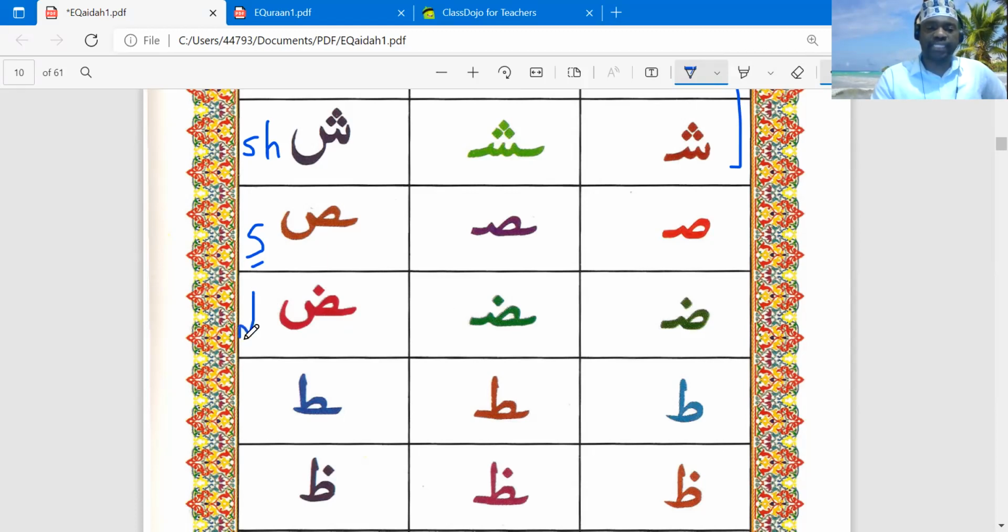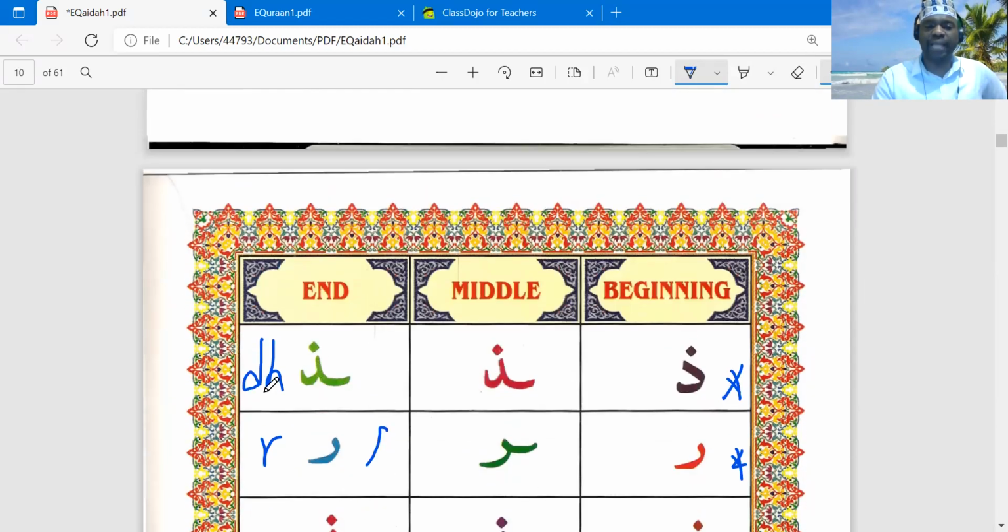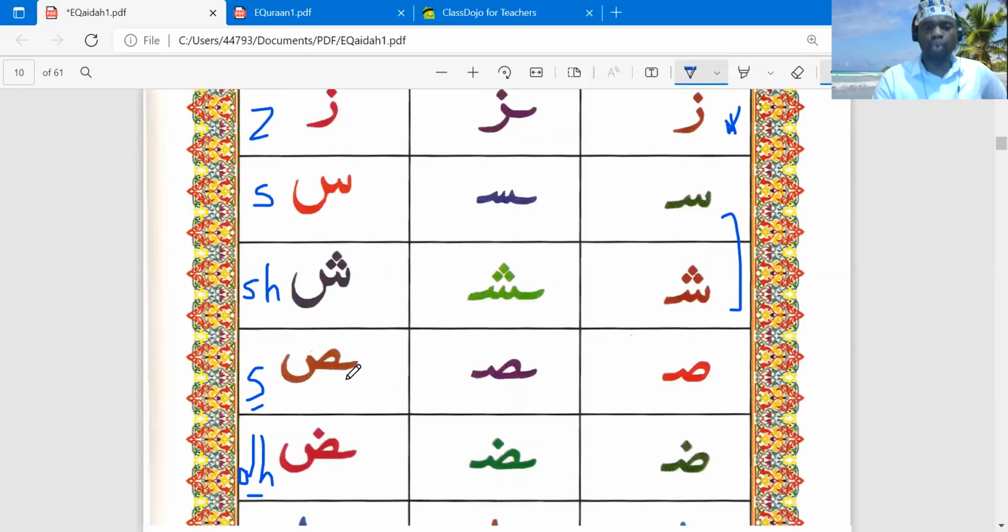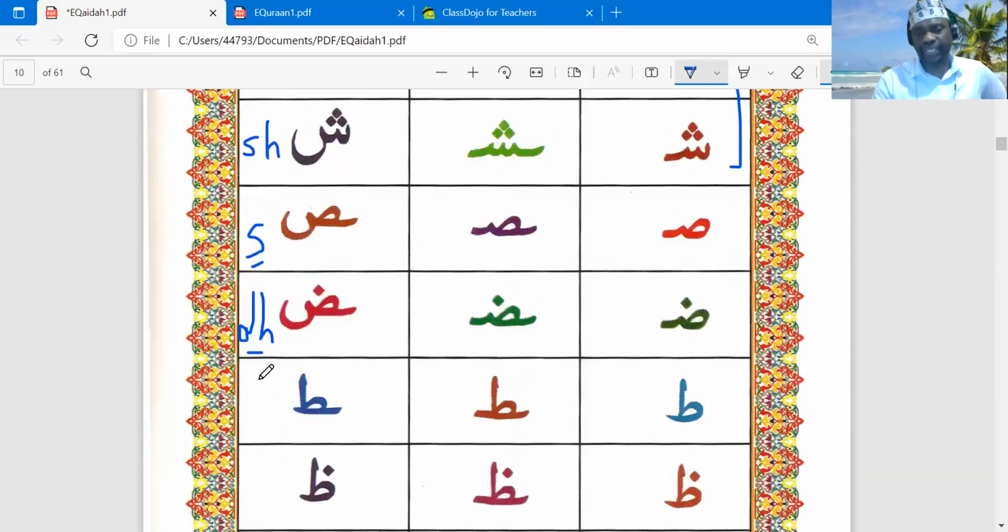Dad is like the letter D and H, but we put a line under it. Because without that, we would just see D and H. So with dad, we have a D and H, but there's a line under. So this is called dad.